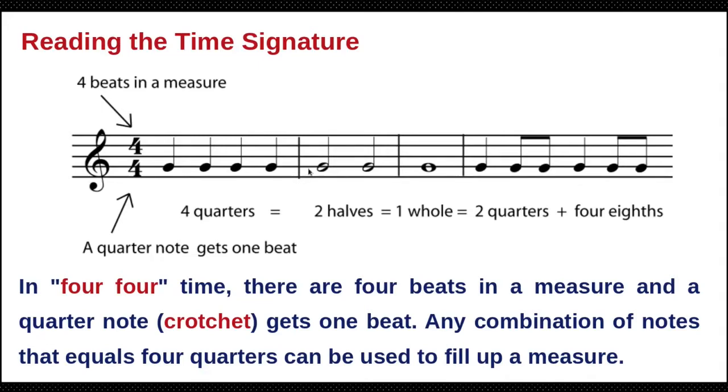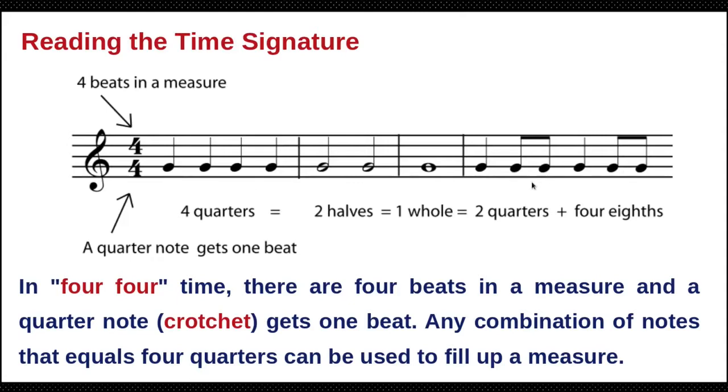Now notice that any combination of notes that equals 4 quarters can also be used to fill up a measure. That is, in this case, you have 2 half notes, 2 minims. If you add this together, you should get 4 quarter notes. You see, 4 quarter notes is equal to 2 half notes, is equal to 1 whole note, is equal to 2 quarters plus 4 eighth notes. Can you see this? This is a crotchet, this is 2 quavers adding up to 1 crotchet, another crotchet, and then 2 quavers.